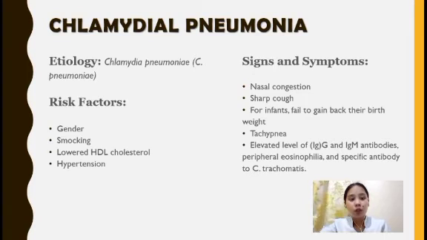About the signs and symptoms, it begins with nasal congestion and sharp cough. An infant may fail to regain their birth weight, and the symptoms progress to tachypnea with wheezing and rales audible on auscultation. Upon laboratory assessment, it will show an elevated level of immunoglobulin G and M antibodies, peripheral eosinophilia, and specific antibody to Chlamydia trachomatis.